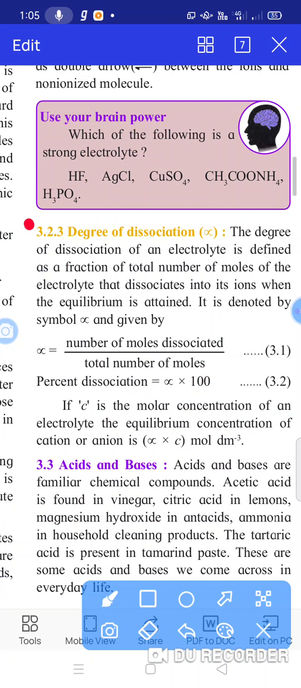Now see the degree of dissociation. The degree of dissociation of an electrolyte is the fraction of the total number of moles of the electrolyte which dissociates into its ions when equilibrium is attained. The degree of dissociation is denoted by the symbol alpha.